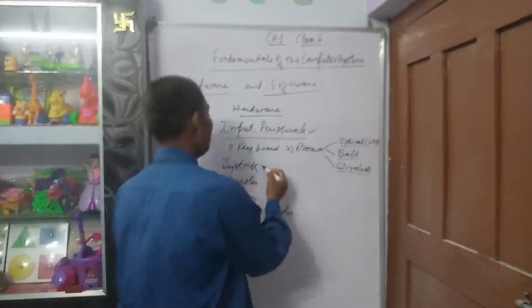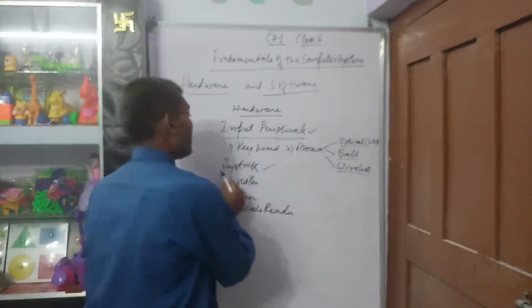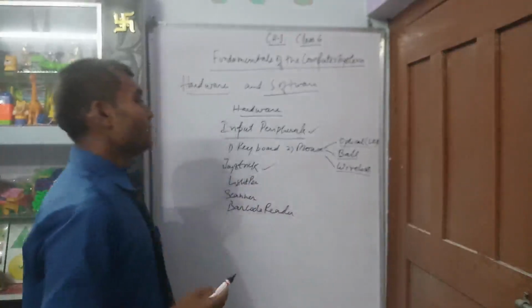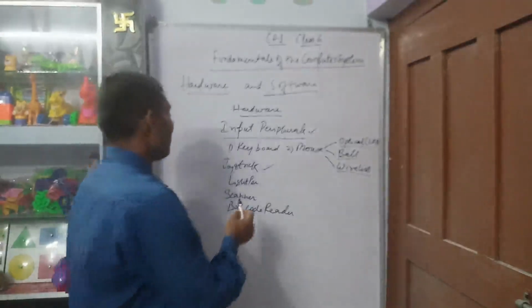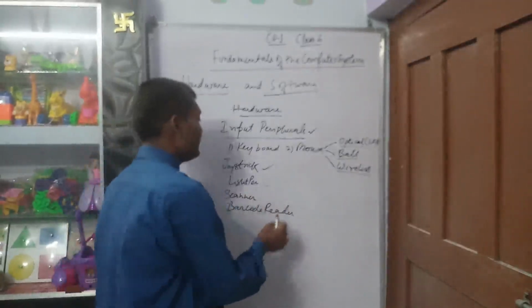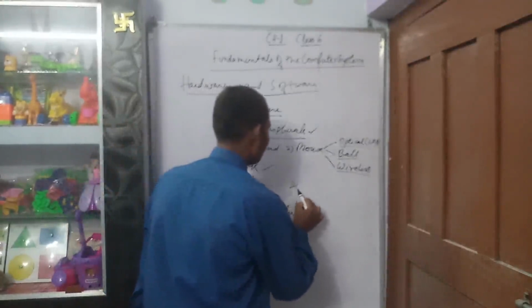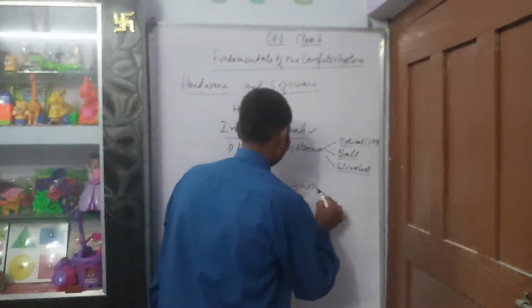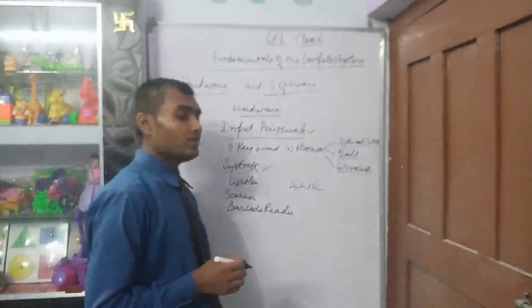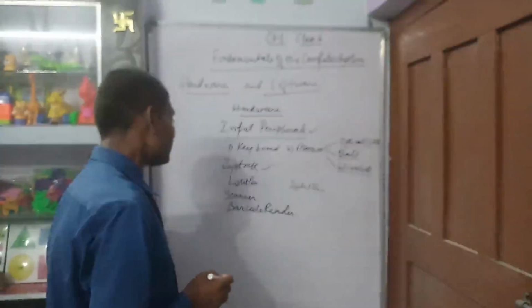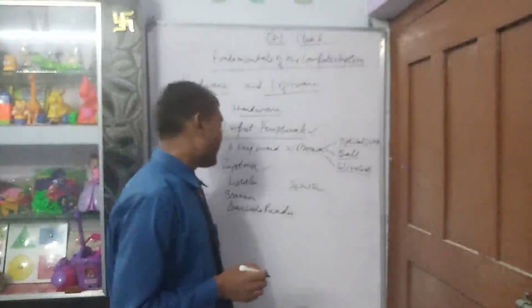Next is the joystick. It is also a pointing device, but it is mainly used in gaming devices. Now, the light pen is a digital pen. It is used to draw lines and pictures on the screen or to highlight any text.